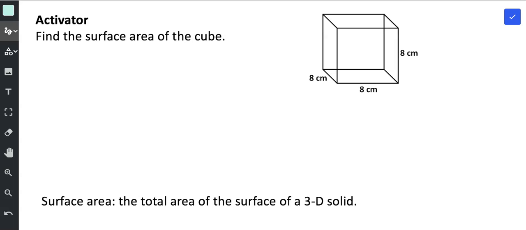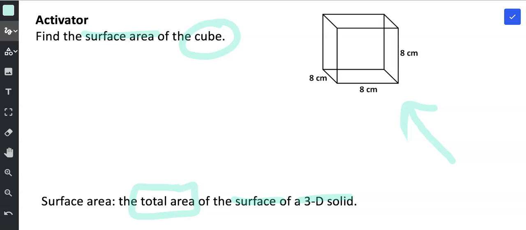In this activator, we are being asked to find the surface area of a cube. Surface area is the total area of the surface of a 3D solid. Take a look at our 3D solid, this cube, and I want you to think about the faces on the outside of the cube. I want you to think about the surface of the cube.